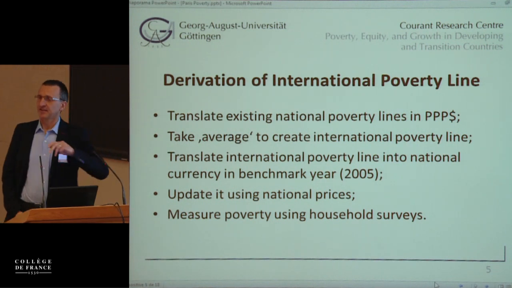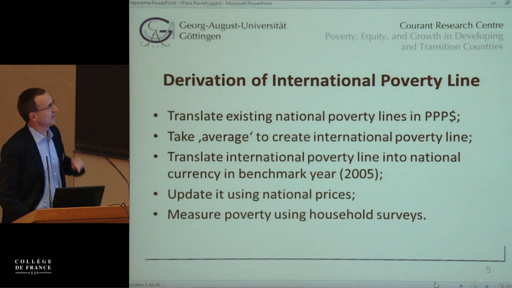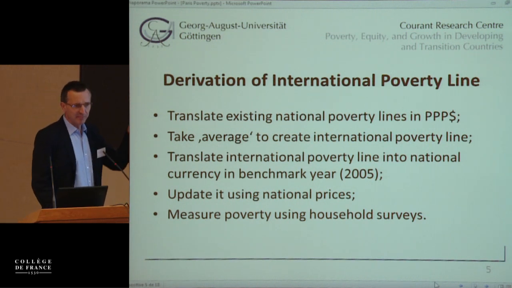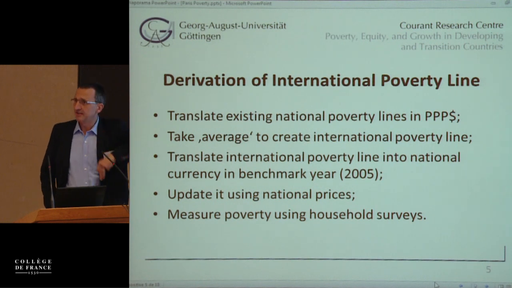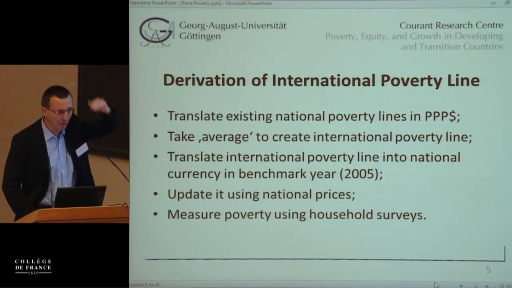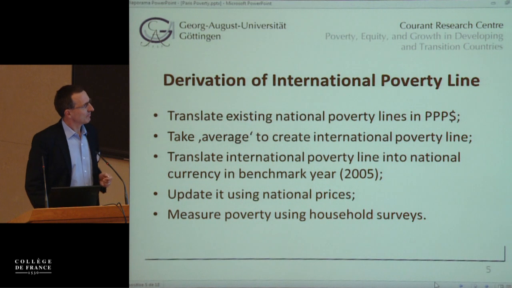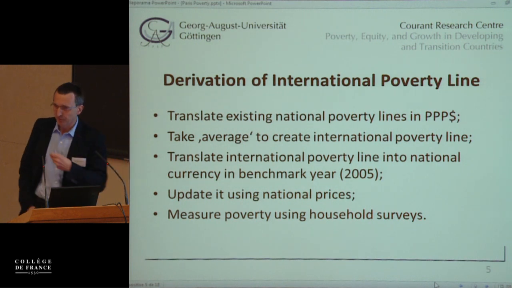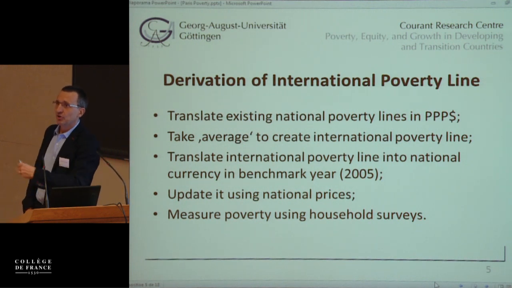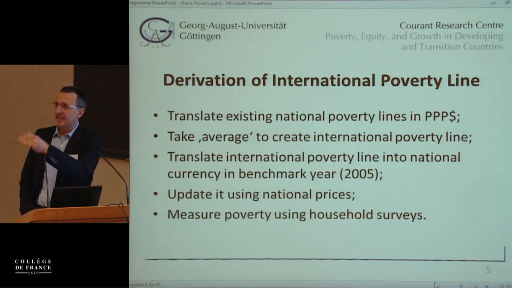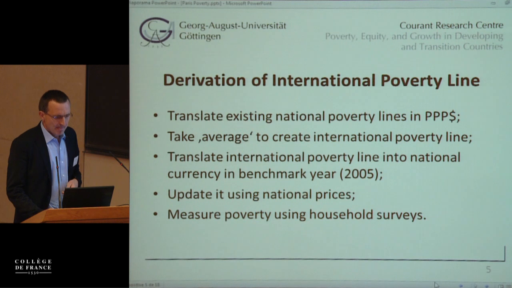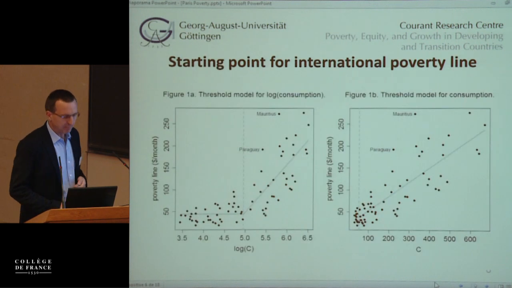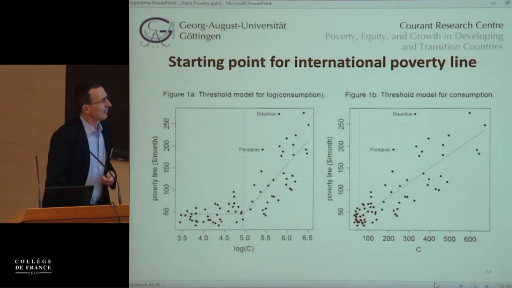Then they take that international poverty line, translate it back into the national currencies in the benchmark year, here 2005, and then you update it using national prices to get poverty lines back and forth. Then you measure poverty using household surveys with that national poverty line, which is equivalent to $1.25 a day in 2005. So what's the picture they're looking at to get there?